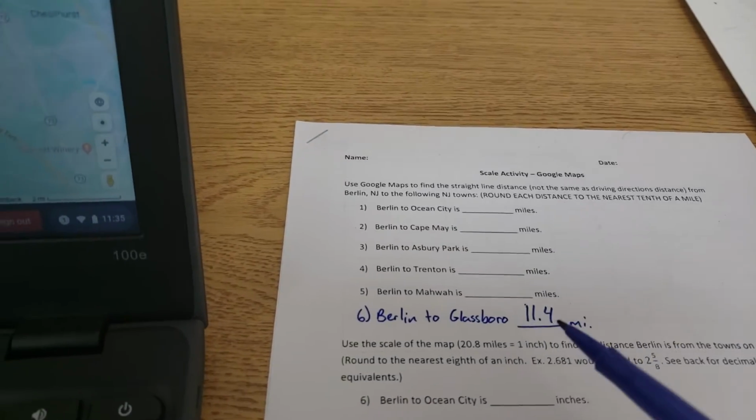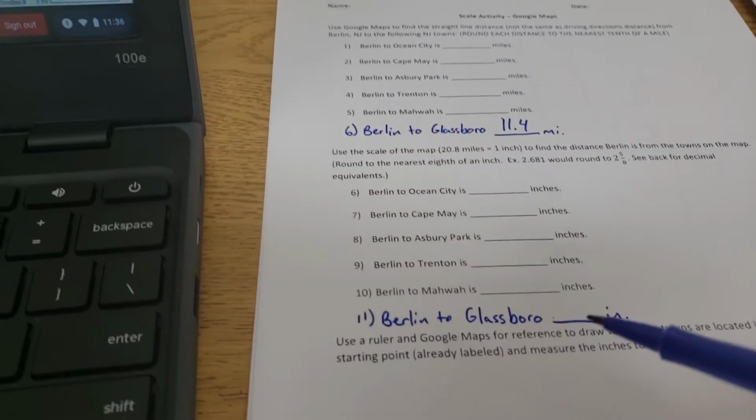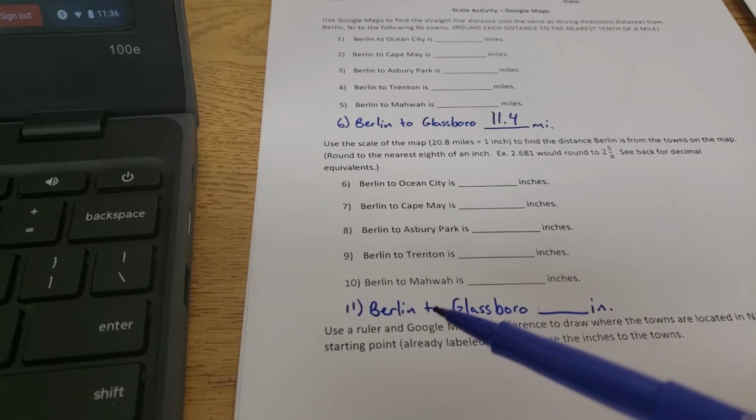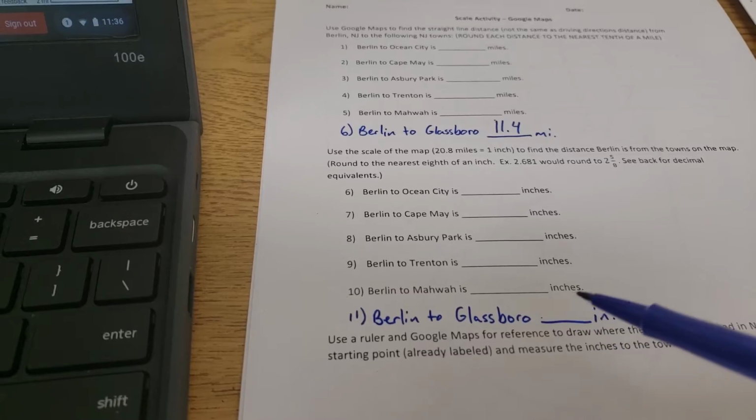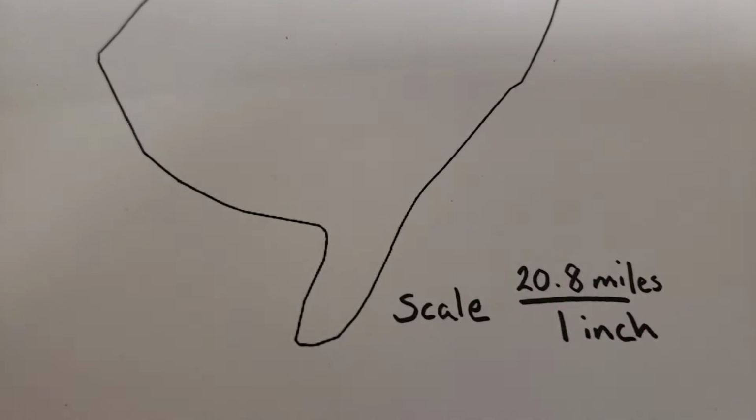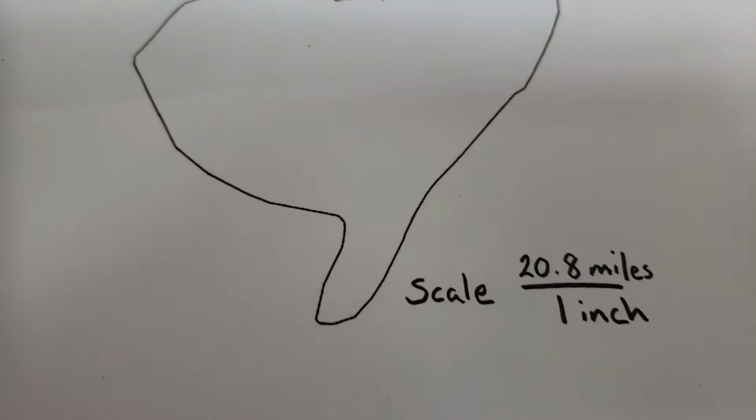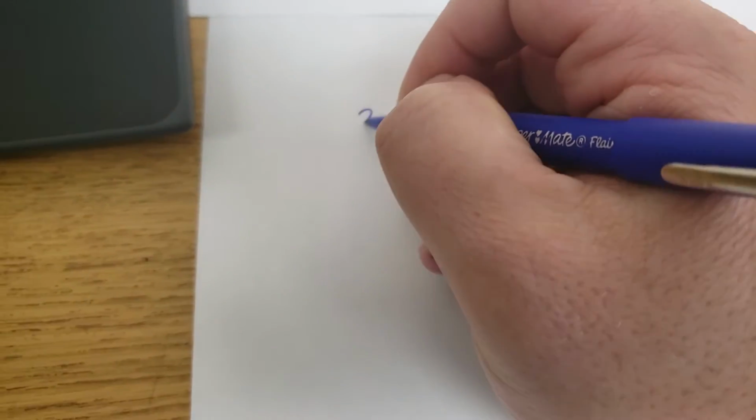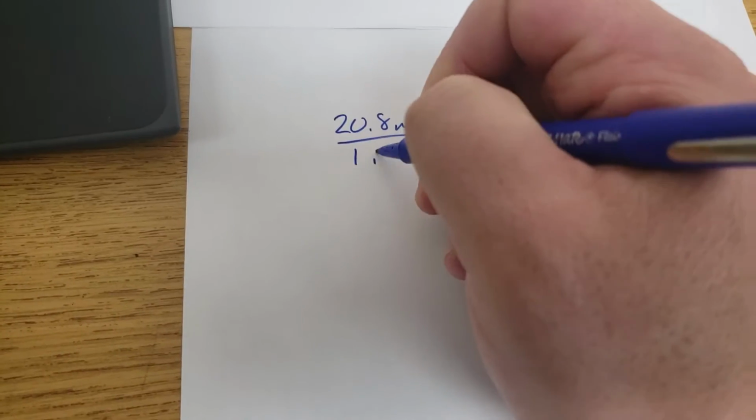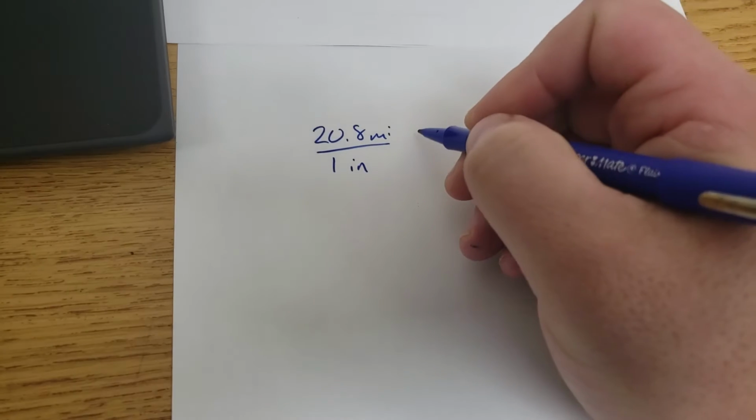Once I have that distance, now I can come to the second part down here where number 11 is, and I want to figure out how far Berlin to Glassboro would be in inches on this map that has a scale of 20.8 miles for every 1 inch. So I'm going to set up a proportion using that scale. So 20.8 miles for every 1 inch, which was given to me. That was the scale given to me.